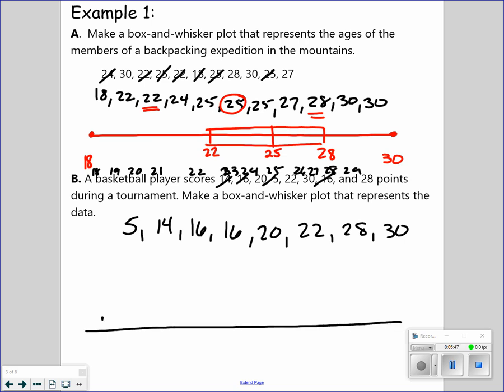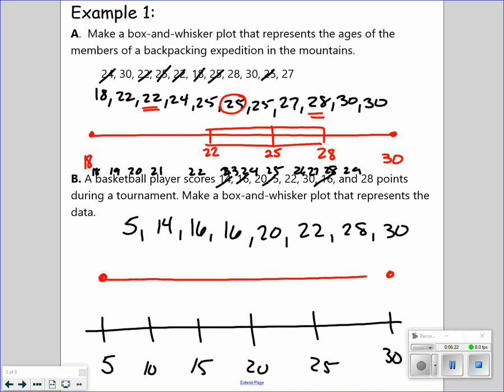My lowest number is going to end up being 5. My highest number is going to end up being 30. And I'm going to go by 5s here. So here's 5, 10, 15, 20, 25, 30. So I went by 5s on my number line. All right, so there's my number line. So I know the smallest number is at 5 and the largest number is at 30. There's the line going straight through the data.